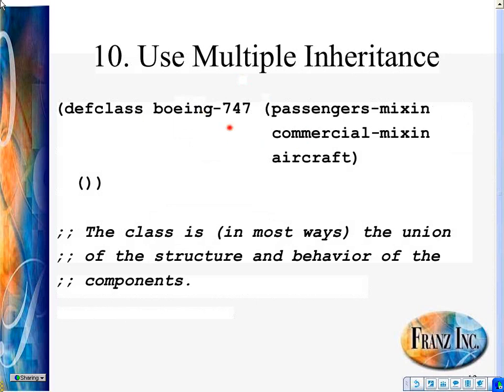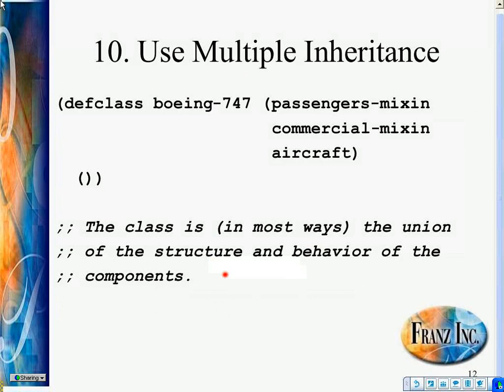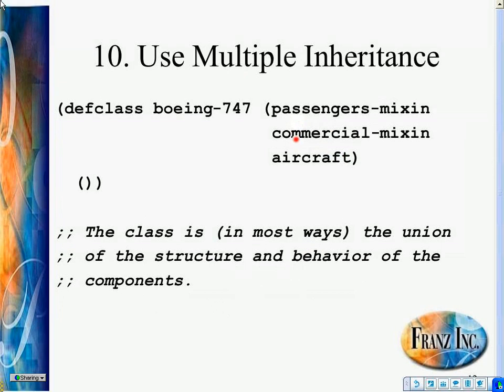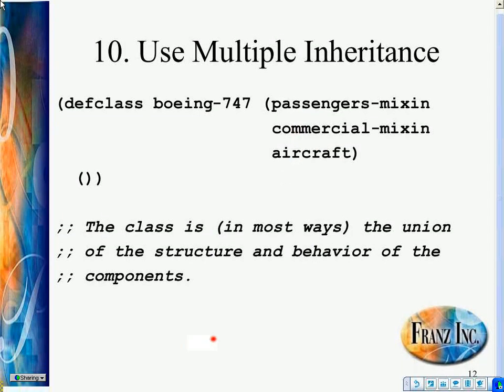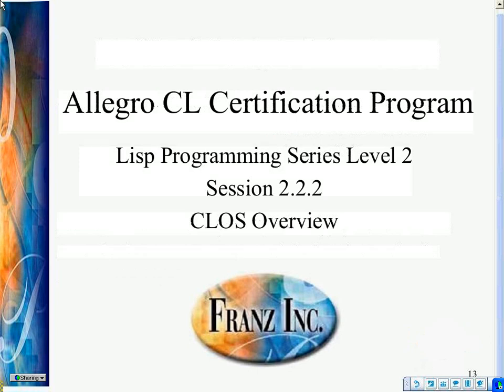Multiple inheritance says you can define a class that has a number of direct superclasses. And so this new class inherits from all three of these. So it is, as it says here, in most ways, the union of the structure and behavior of the components. It gets a little bit confusing when these different classes have slots with the same names that behave differently, and then the question is, which slot does it actually inherit from, and we'll see that later.